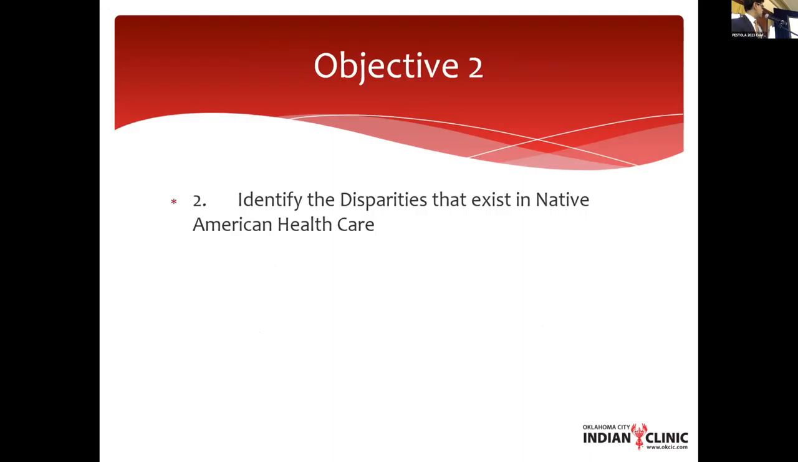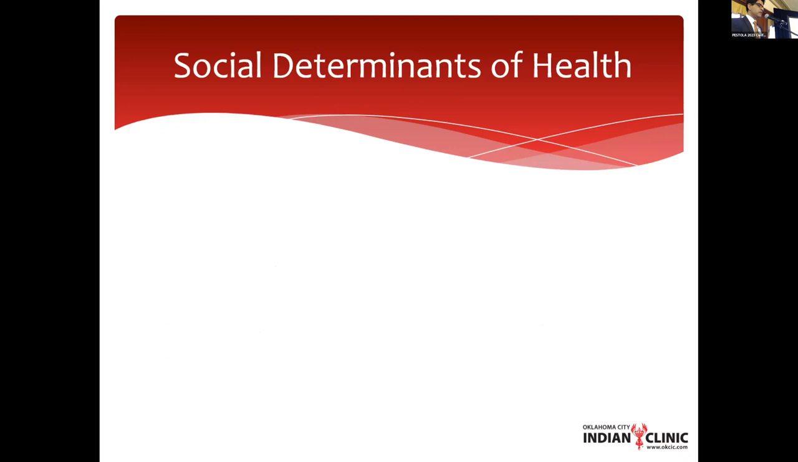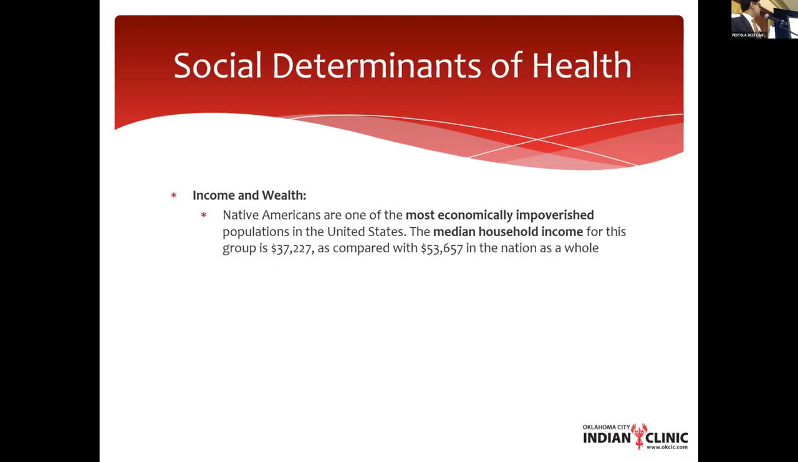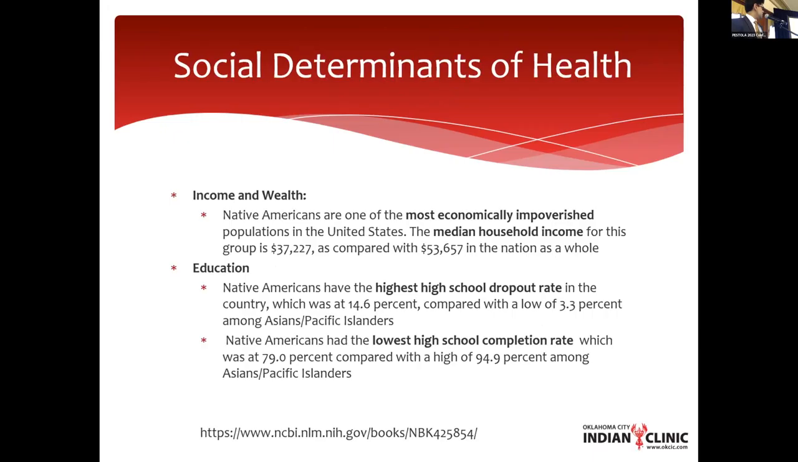That leads me to the segue of identifying the disparities that exist in Native American healthcare. Coming to the social determinants of health, we see that when it comes to income and wealth, most Native Americans are economically impoverished. Their median household income is about $37,000 compared to $53,000 on average. Education-wise, they have the highest high school dropout rate and the lowest high school completion rate.